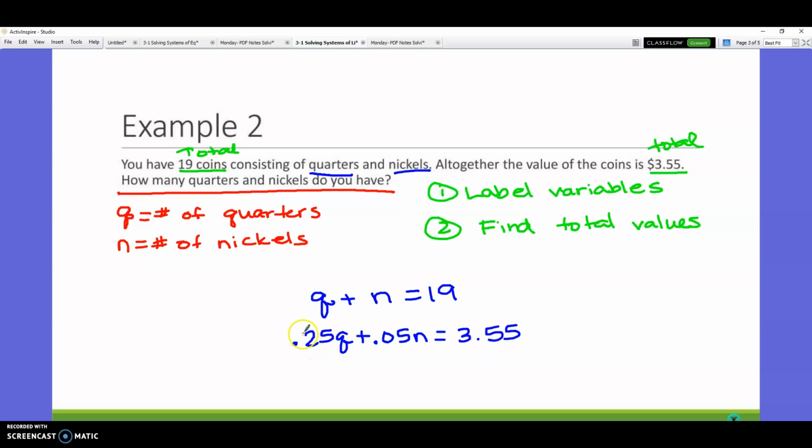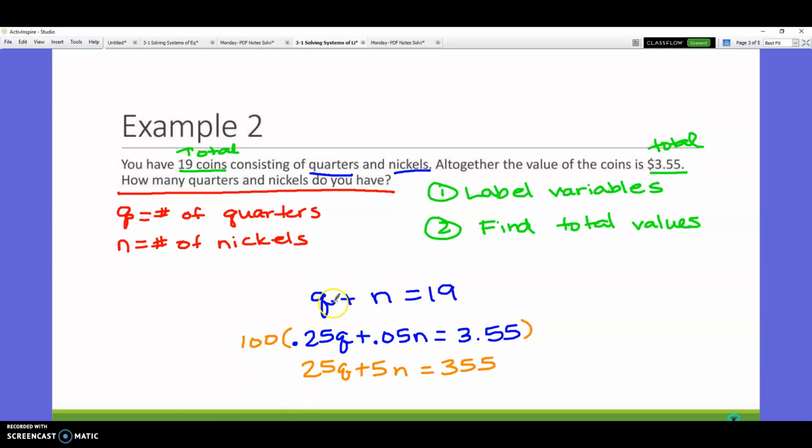I don't necessarily want there to be decimals here, so I would go ahead and multiply all of this by 100 so that I wouldn't have any decimals. So move that decimal place over twice. 25Q plus 5N is equal to 355. So that's what I would do.